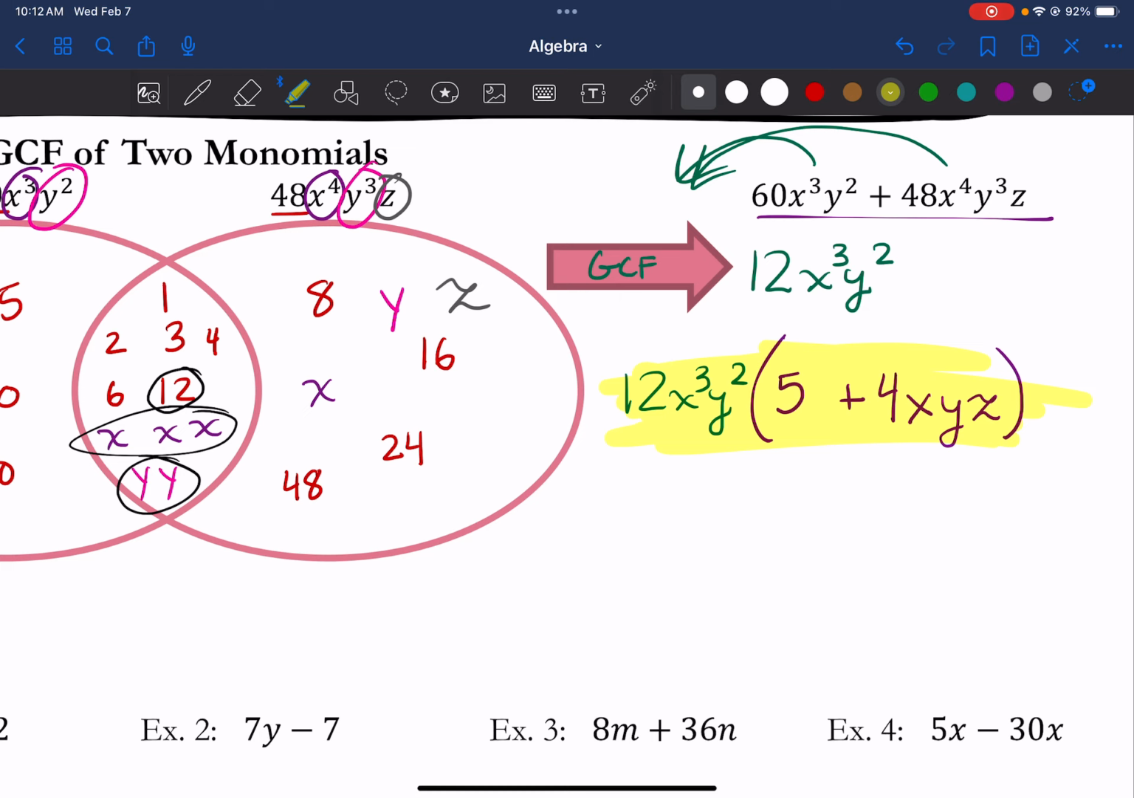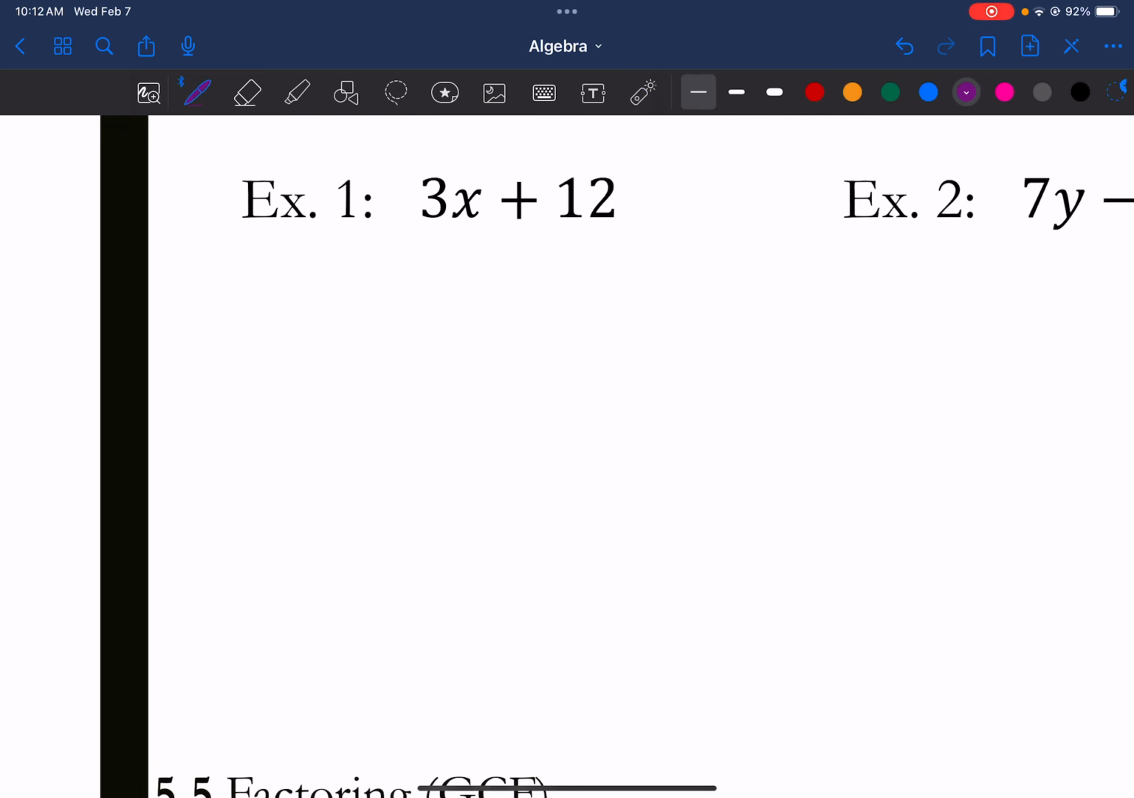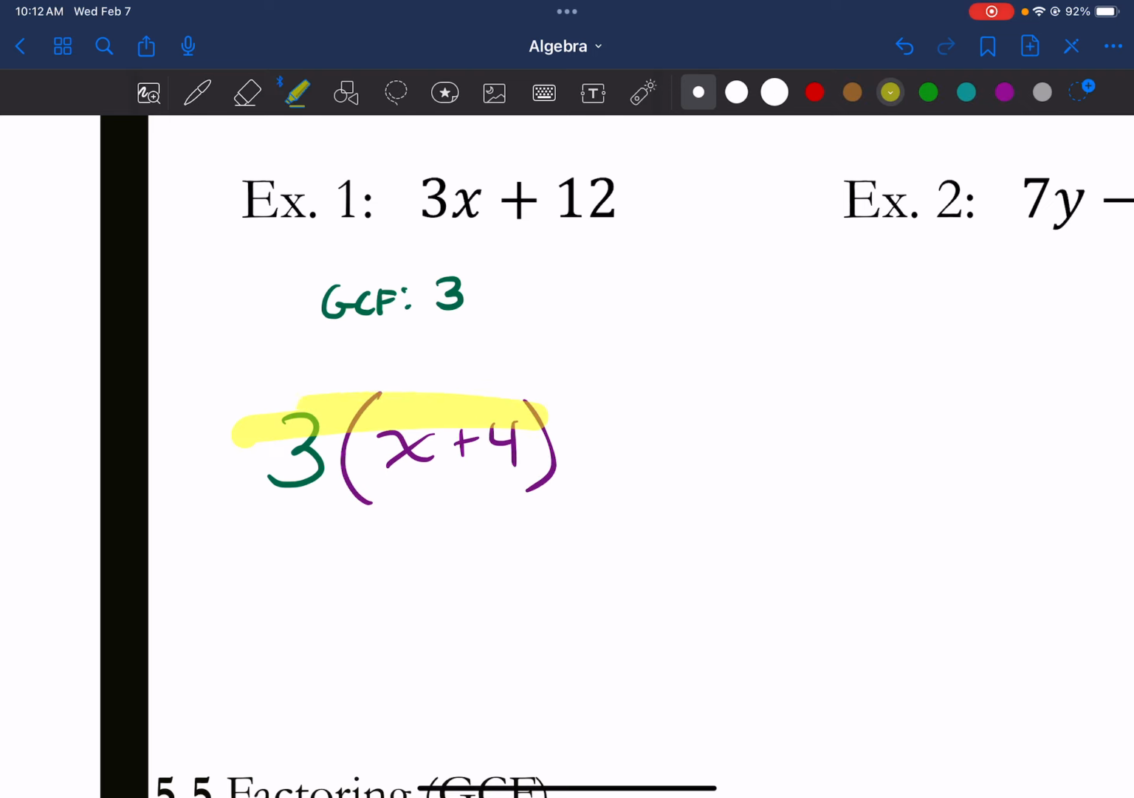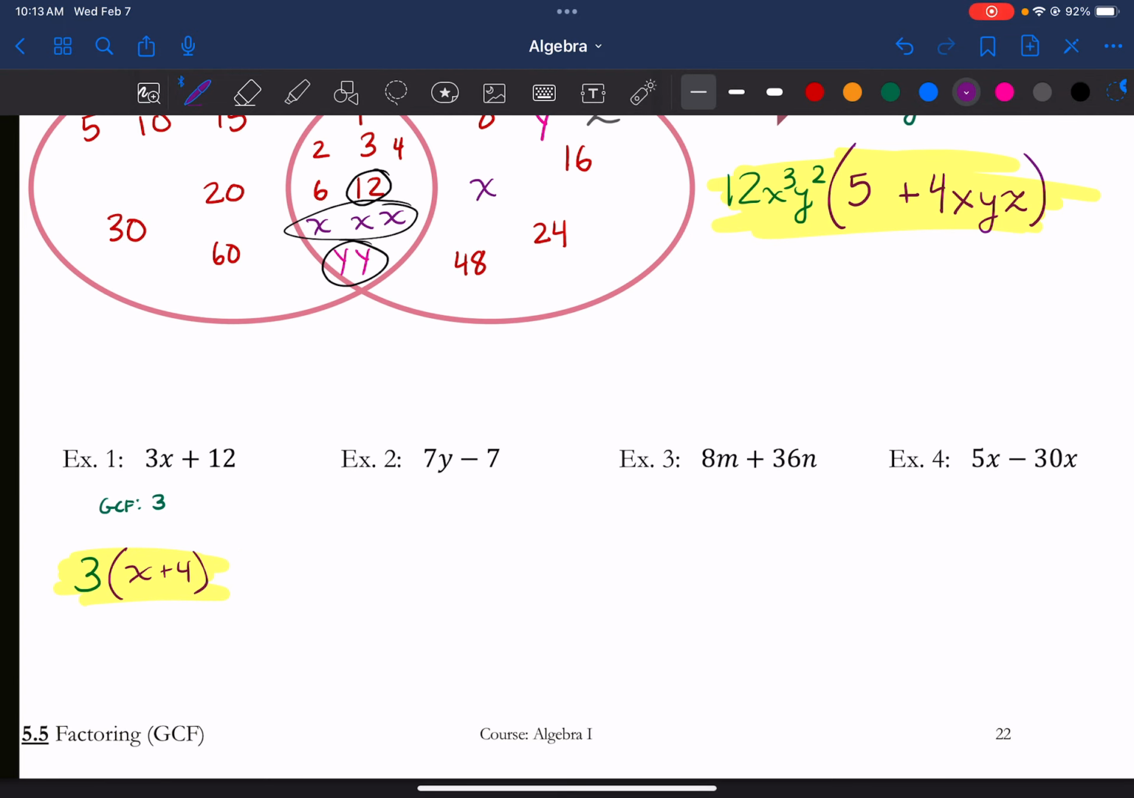If you want to check it, you could always multiply it back, FOIL it out, see if you end up with your original answer. So there are ways to check it. Let's take a look at these examples. Number 1, try and think what the GCF is here. We'll see that, since both of them don't share variables, the GCF is simply 3. So we factor out a 3 and divide it with what's left, meaning x plus 4. And then go ahead and try the next few. Pause the video so you could try those before I give you the answers.